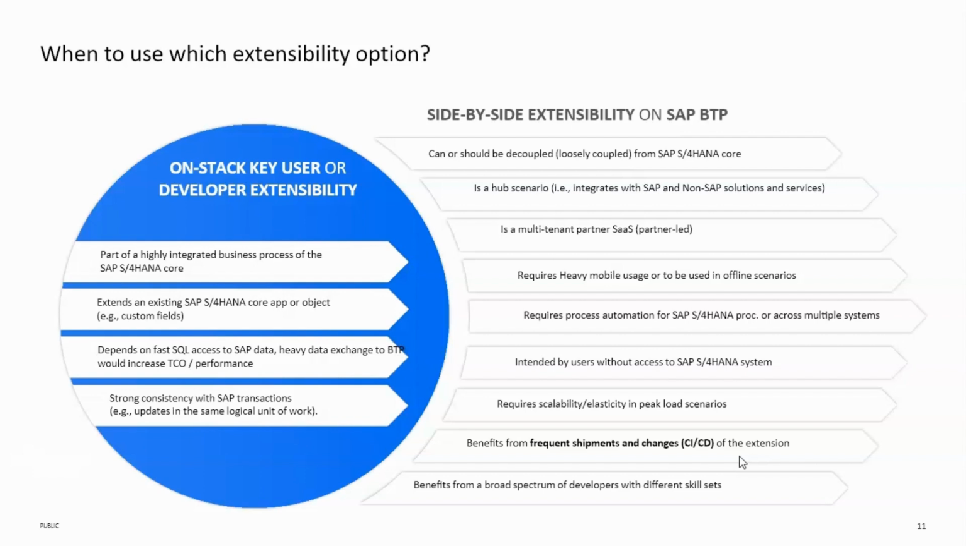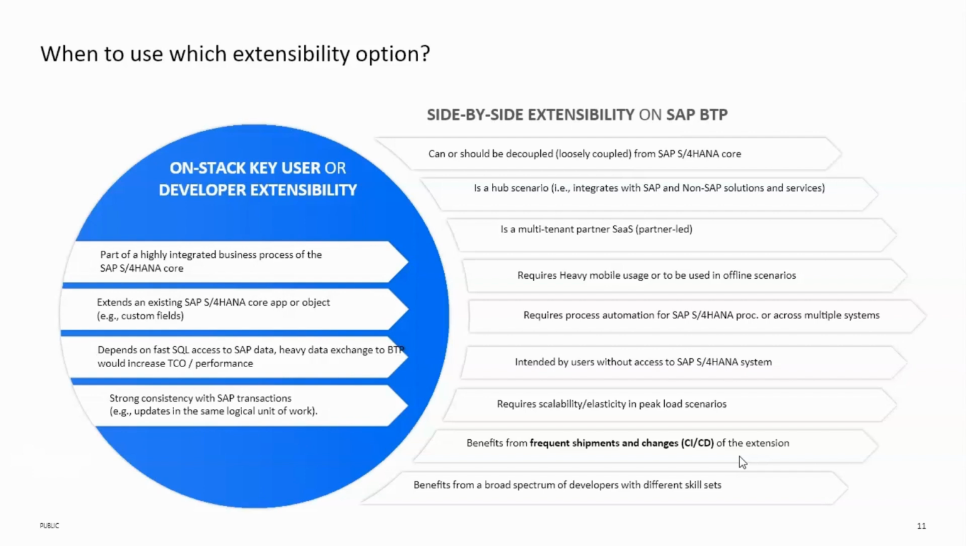When it comes to side-by-side extensibility, it can or should be decoupled, loosely coupled with SAP S/4HANA, and is a hub scenario. So it integrates with SAP and non-SAP solutions as well. If you're developing something which has to integrate SAP with non-SAP, we'd better go for the BTP extensibility. It is also a multi-tenant, software-as-a-service, partner-led model. That's one advantage of going ahead with SAP BTP. It also suits cases requiring heavy mobile usage or offline scenarios. In such cases, we can go for the BTP.